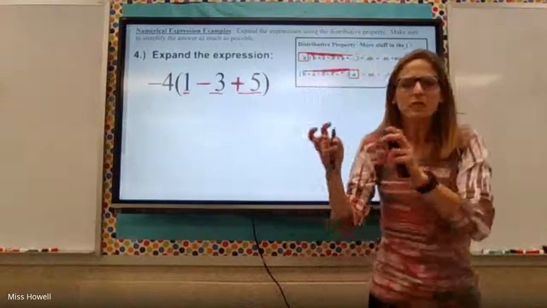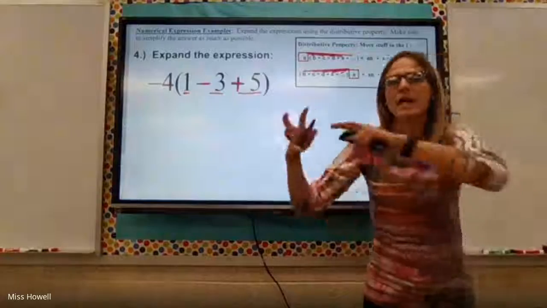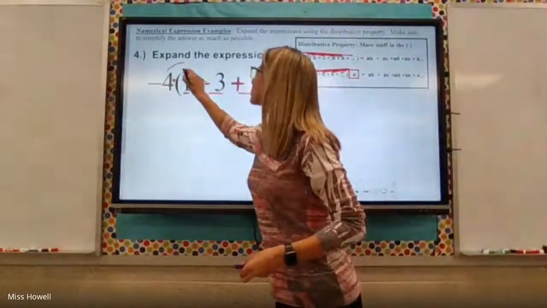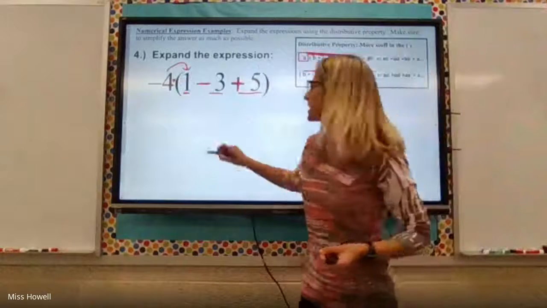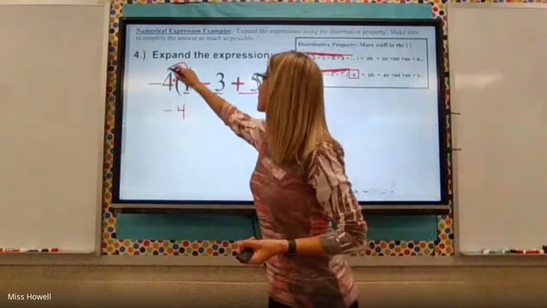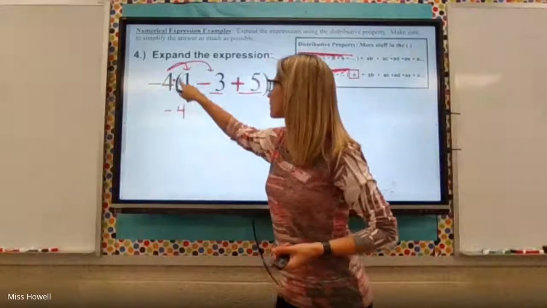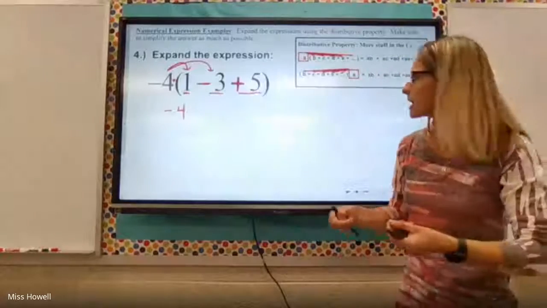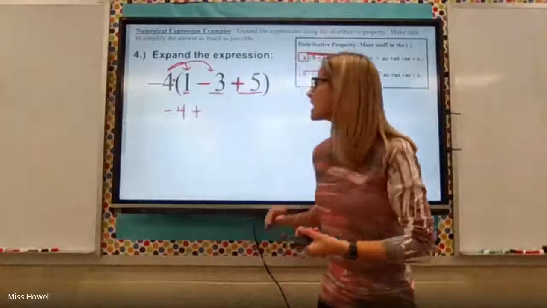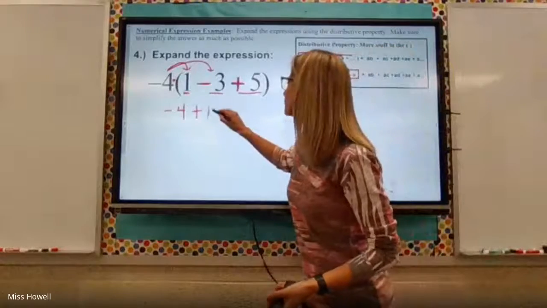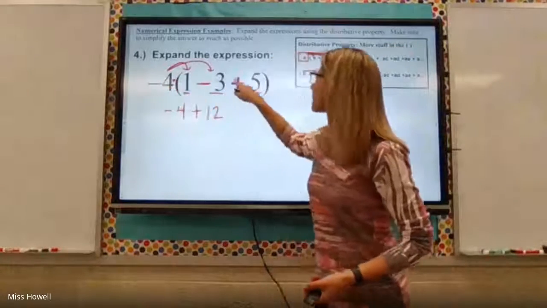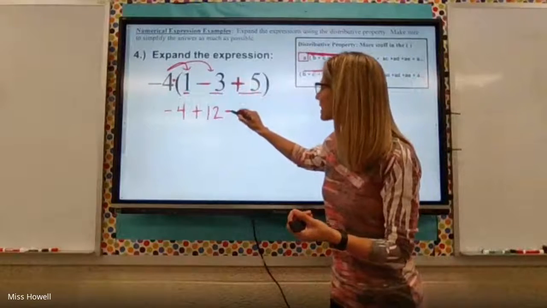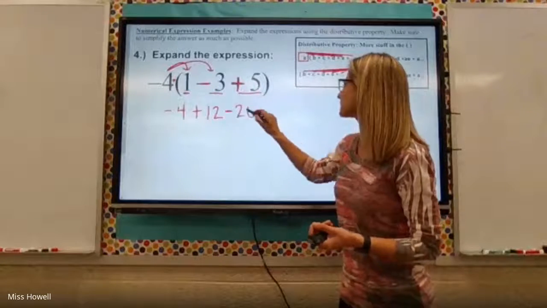And we need to take that outside multiply negative 4 times and distribute or share it to everything on the inside. So negative 4 times 1 would just give us a negative 4. Now be careful here. This is a negative 4 being multiplied with a negative 3. A negative times a negative is going to give us a positive, which down here is going to look like a plus. And in this case, a positive 12. All right, negative 4 times positive 5 will give us a negative, which down here will look like a subtract. And in this case, 20.